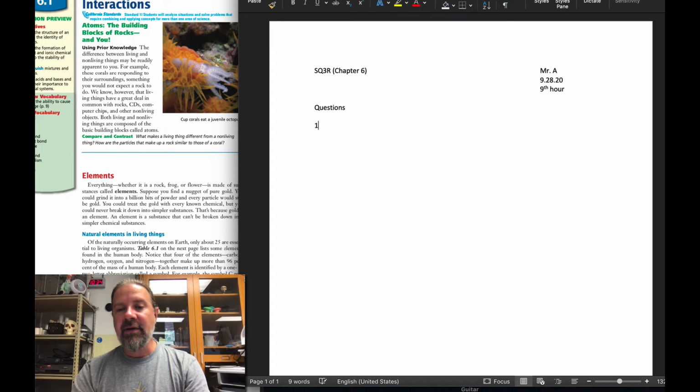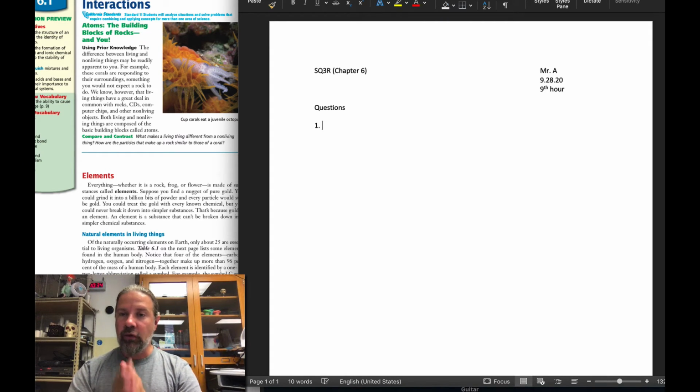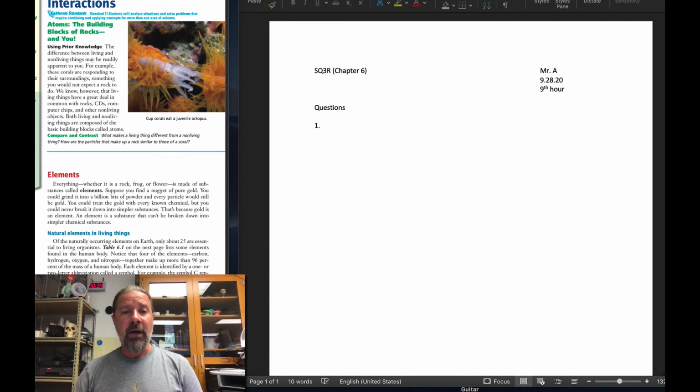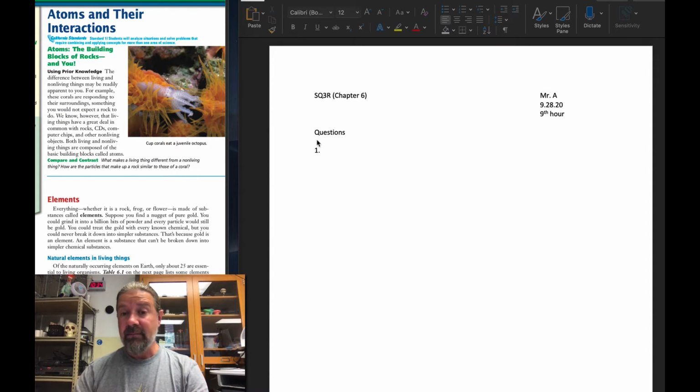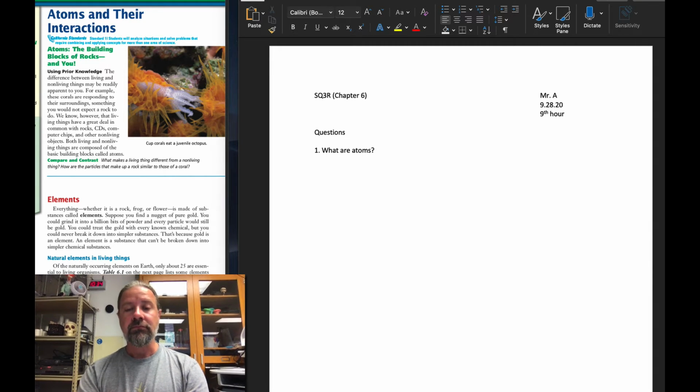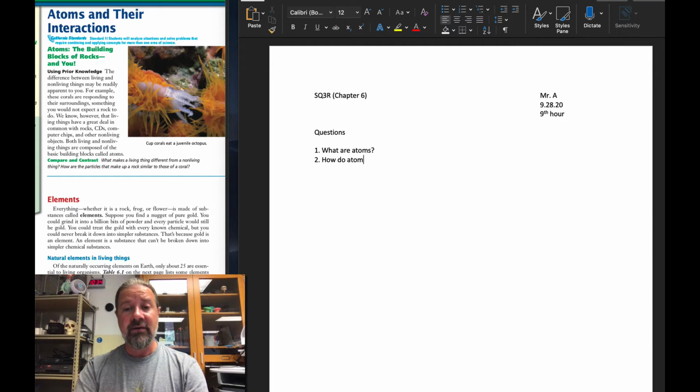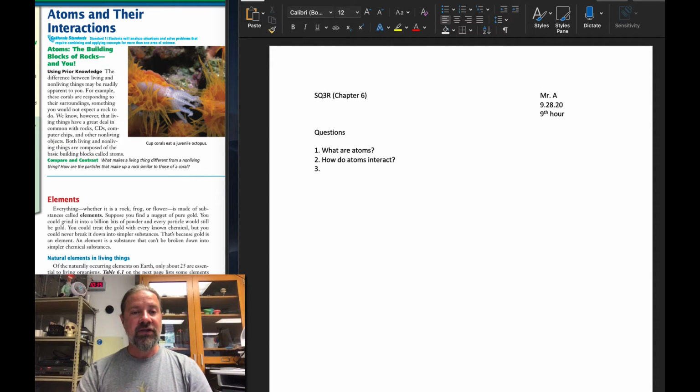And then underneath that, I'm going to start my question sheet, my Q of SQ3R. And as that little guide said, I'm going to change all those headings, subheadings, and vocab terms into questions. So if I look at the big blue heading, atoms and their interactions, I could get maybe a question or two out of that. I could say, what are atoms? And then number 2, I could say, how do atoms interact? Okay. Number 3, what else jumped off the page at me here? Oh, the word elements did.